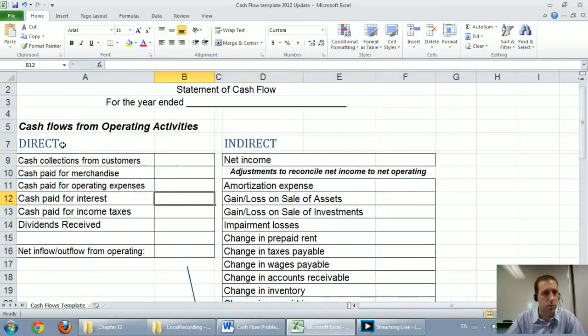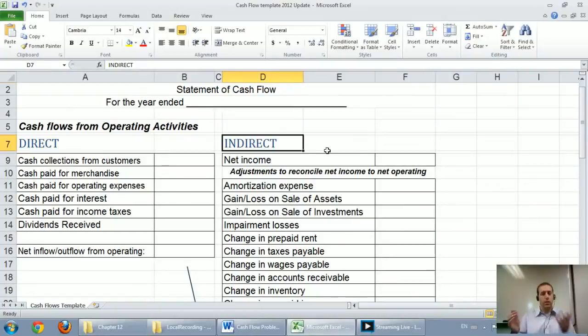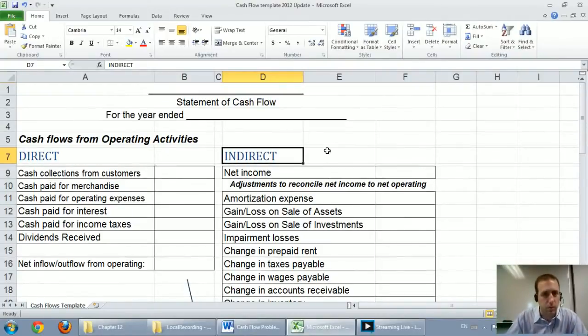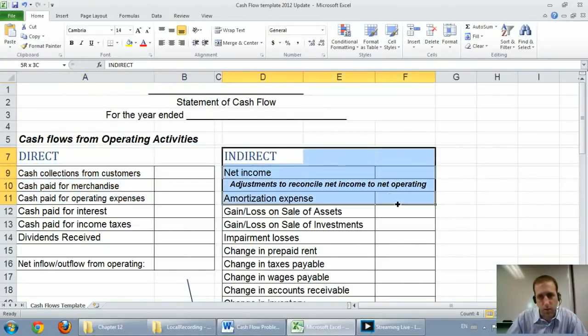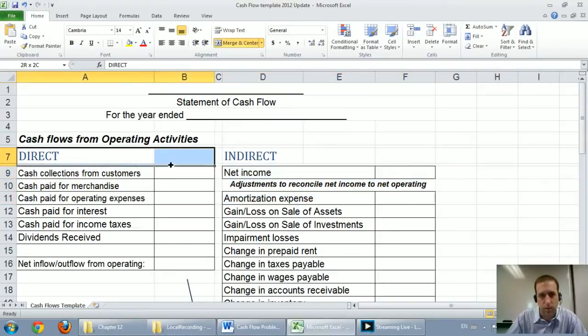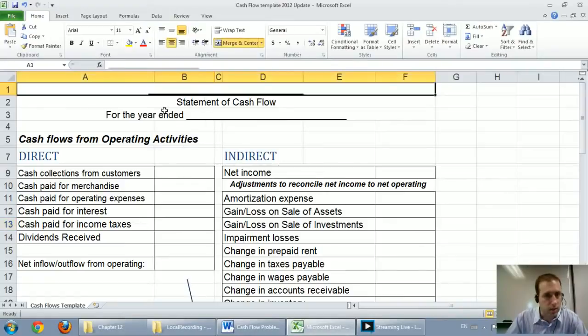Companies are going to choose to do one or the other. They're not going to do both at the same time. Now in my class, I get my students to always do both just because I want them to be familiar with both methods. But in reality, a company is just going to do one or the other. And most public companies have used indirect. A lot of private companies I've worked with have used direct. And as I said in the previous video, GAAP and IFRS seem to prefer direct, and I prefer direct as well.